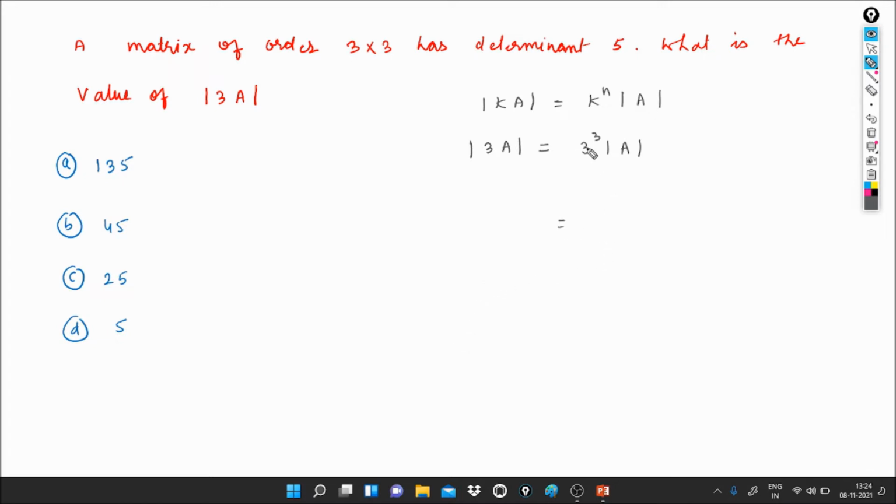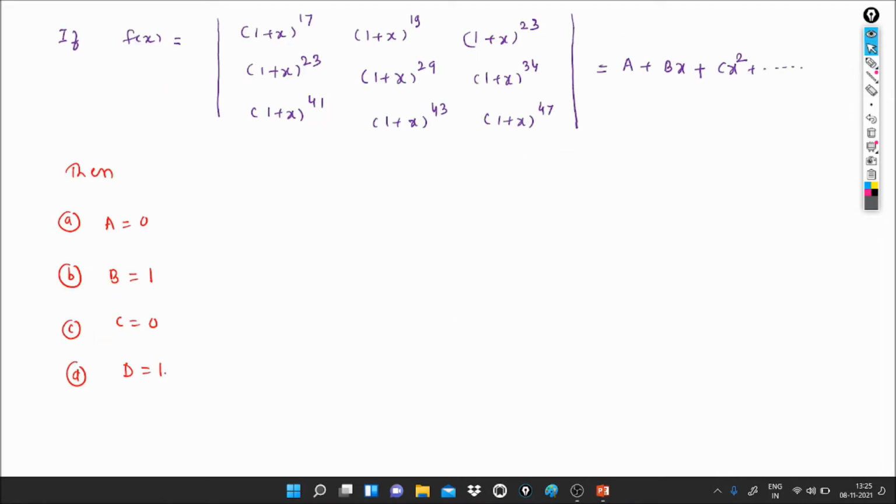So this is equal to 3 raised to 3, that means 27, into the value of the determinant, which is 5. So this is equal to 135. So 135 will be our answer. Now let us take one more important question here.